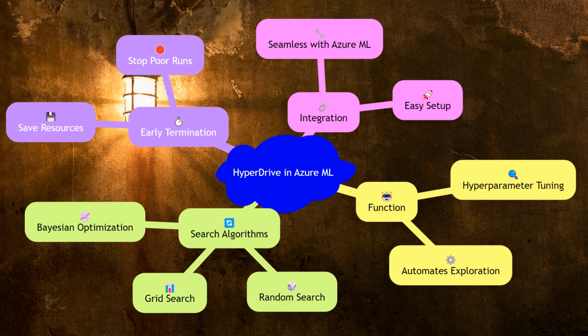Azure ML supports various compute targets, including local machines, Azure VMs, and specialized hardware like GPUs and FPGAs. Hyperdrive is Azure Machine Learning's hyperparameter tuning service. It automates the process of exploring different hyperparameter configurations to find the optimal set. Hyperdrive supports various search algorithms, including random search, grid search, and Bayesian optimization. It also allows you to define early termination policies to stop poorly performing runs, thereby saving computational resources. Hyperdrive integrates seamlessly with Azure ML, making it easy to set up and run hyperparameter tuning experiments.